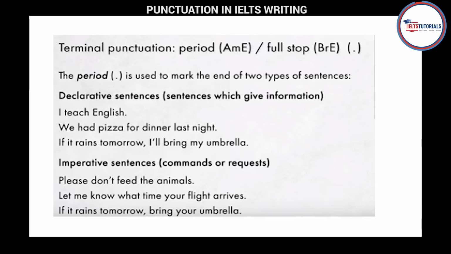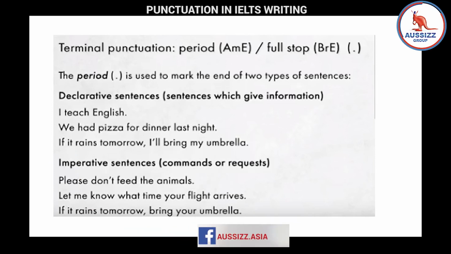Now, a declarative sentence means when you're declaring something, giving information about something. For example, I teach English. It gives you information about what I'm saying to you. And we had pizza for dinner last night. Declarative means providing information. So this is the terminal part.